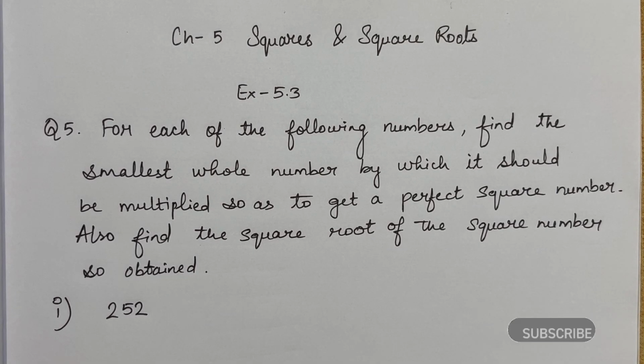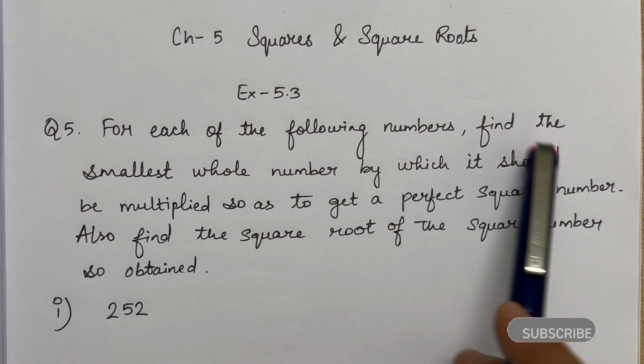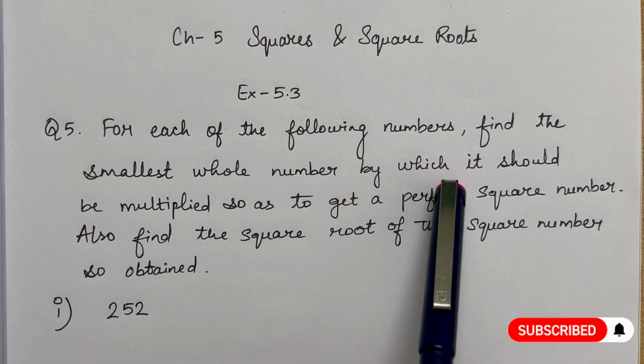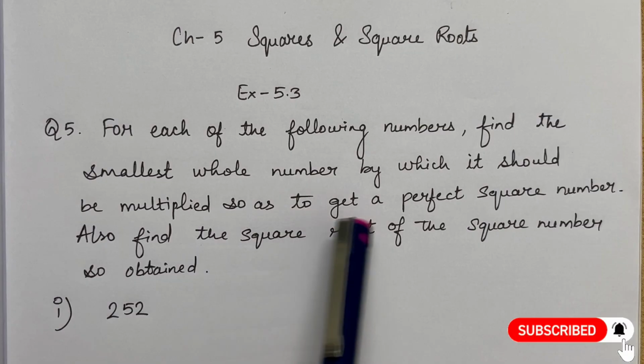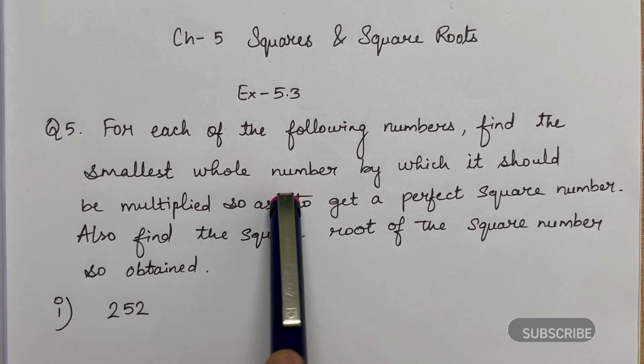In this video we will solve exercise 5.3 question number 5. So look at question 5. For each of the following numbers, find the smallest whole number by which it should be multiplied so as to get a perfect square number. So we have to find the smallest whole number.